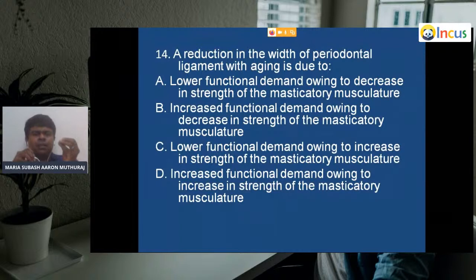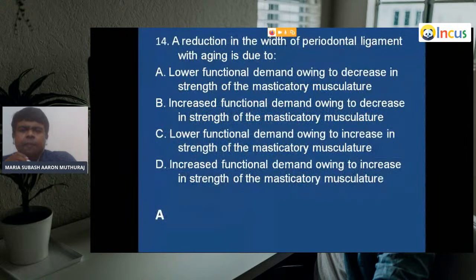This also occurs when there is a lower functional demand owing to decrease in strength of masticatory musculature. With aging, there will be a decrease in strength of masticatory musculature. This will lead to decreased force on the periodontal ligament, and therefore there will be a decrease in width of the periodontal ligament. Therefore the option should be A: the lower functional demand owing to decrease in the strength of masticatory musculature.